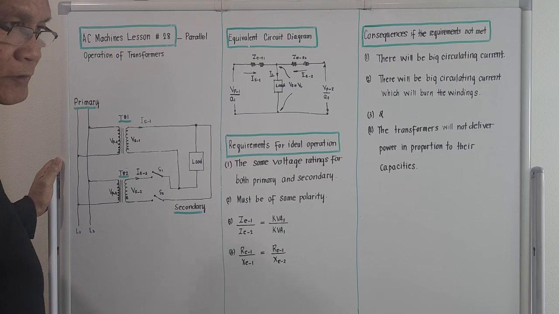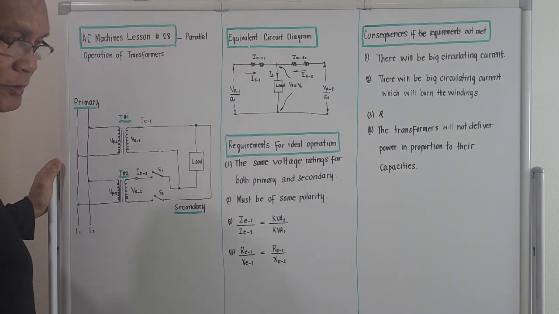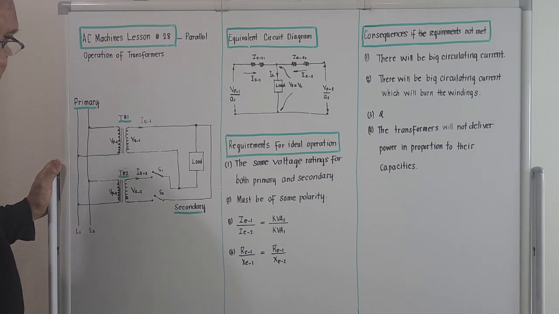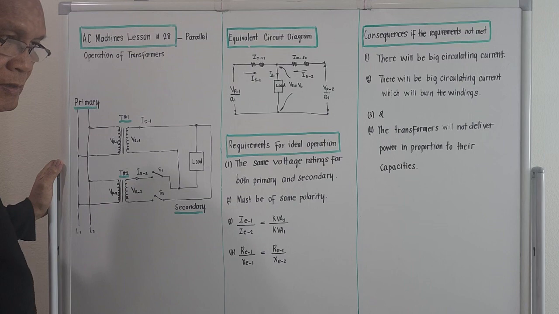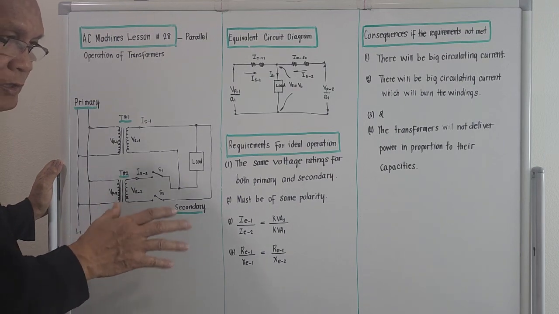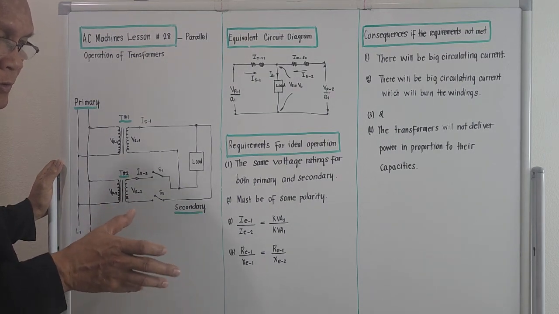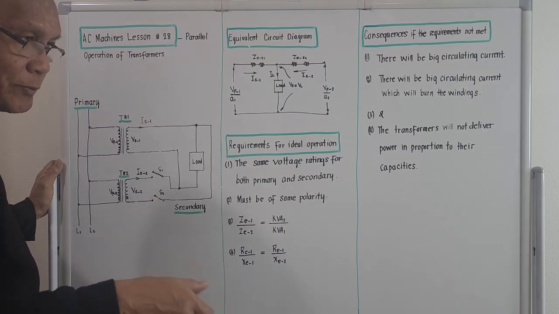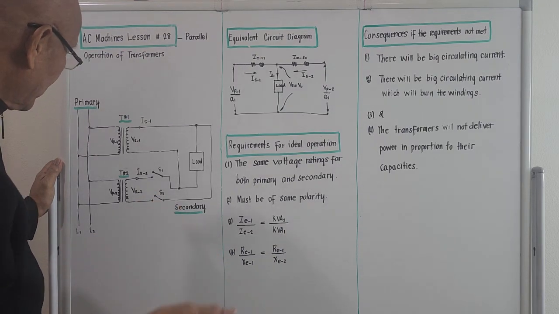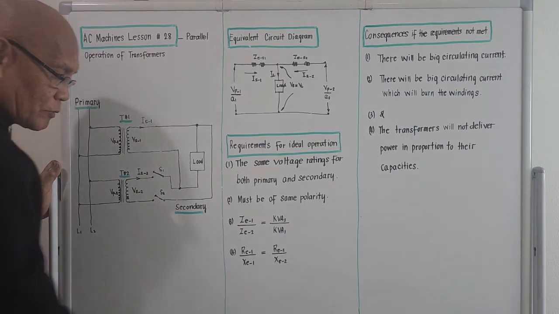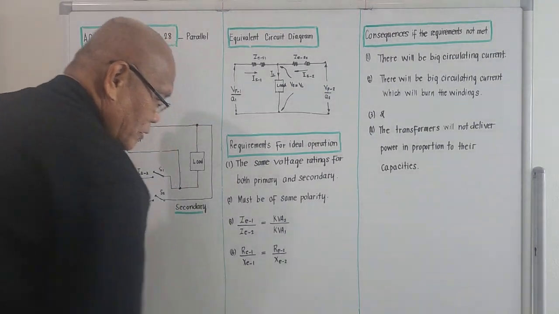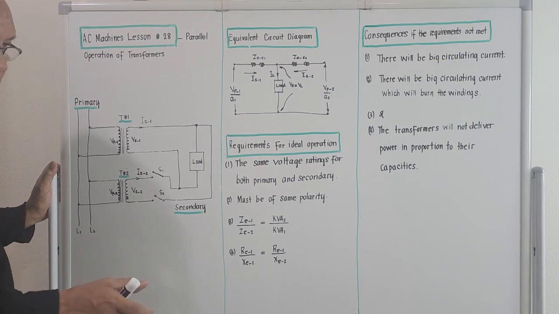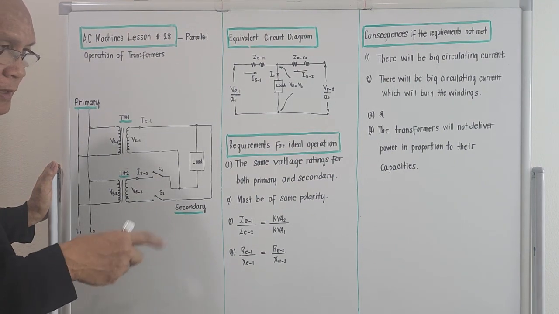This is a very interesting topic on the study of AC machines because in real life, to get our power from the utility companies, transformers are operated in parallel, and this will be the one we will be discussing this morning. Let's try to bring out the figure on how to connect two transformers in parallel.